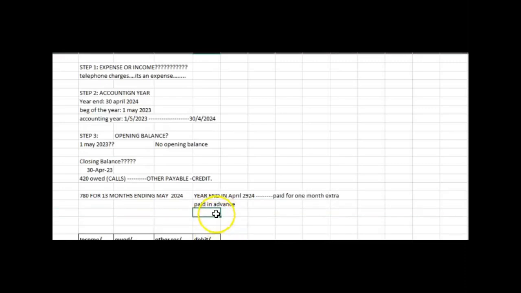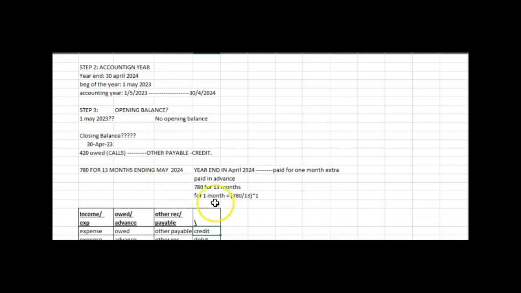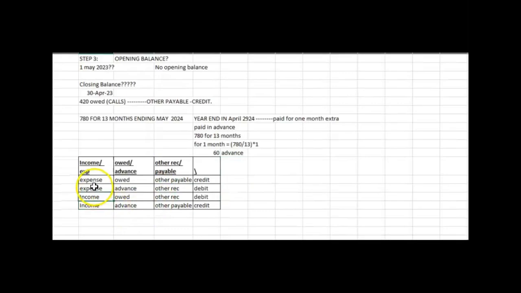Now come to the $780. The $780 is paid for 13 months, ending in May 2024, but our year ends in April 2024. So the money you paid for May 2024 is actually an advance. How much is the amount? $780 is for 13 months, so to find out for 1 month, you divide 780 by 13 and multiply by 1. You get 60. This 60 is the advance, not the whole 780. Look at the rules. An expense paid in advance is an other receivable, and therefore the 60 would be debit.